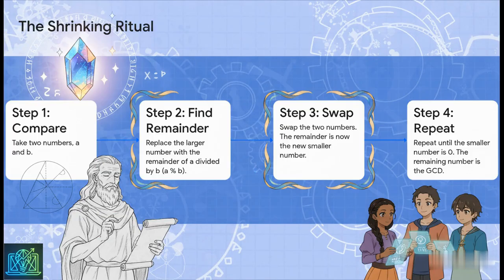Here's how it works. You take the larger gear, your bigger number, and you see what's left over after you divide it by the smaller one. You know, the remainder. Then that remainder becomes your new small number. You just swap them. And you keep doing that. You swap and shrink, over and over, until one of the numbers just becomes 0 and vanishes. And the number that's left standing, that, my friend, is our harmony crystal.